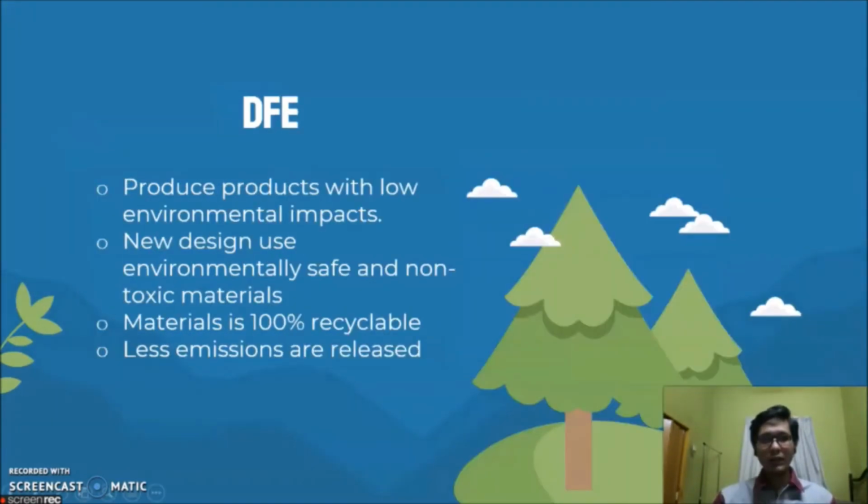Lastly, for the DFE result, by using the DFE method, we can produce a product with low environmental impacts. This is because we use less material and process to produce a product, which means we will reduce the consumption of energy, reduce air and water pollution, and limit waste in the landfill. Next, by using the DFE method, we can produce new designs that use environmentally safe and non-toxic materials, such as aluminium, thermoplastic, and copper. By the way, these materials are 100% recyclable. Lastly, fewer emissions are released during the production of the new design because less material and process are used.